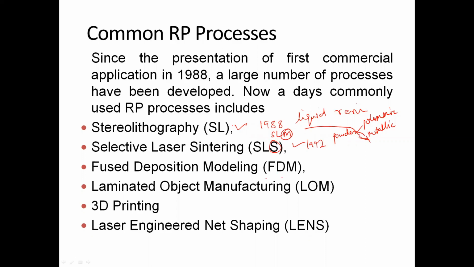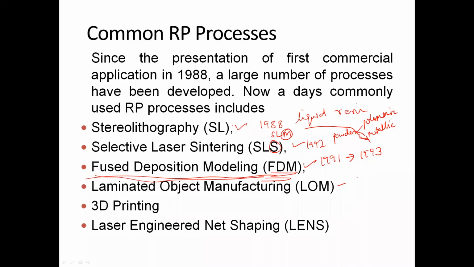Then there is another process called FDM. This is the process we have in our labs. It was developed in around 1991 and commercialized in around 1993. And this is from Stratasys, a company which was earlier in the USA and now is incorporated in Israel. And this is one of the fastest processes that you will ever see with respect to additive manufacturing.